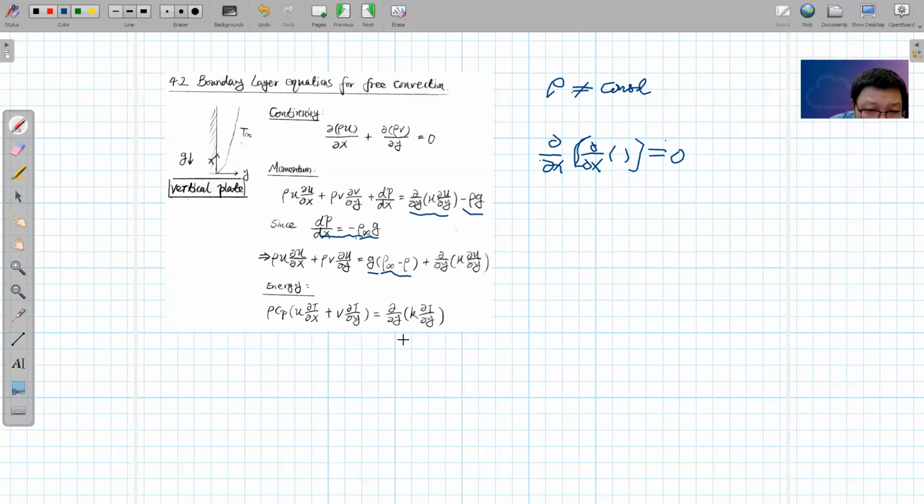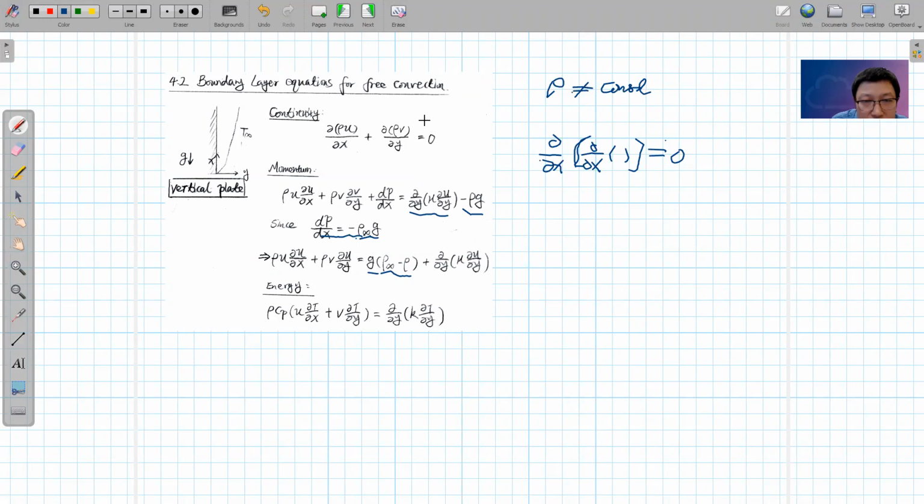And the last governing equation is the energy equation. For the energy equation, it's exactly the same as the one we saw in the laminar boundary layer for the flow over the flat plate. So we have the convection term, and we have the thermal diffusivity term. So this equation is exactly the same.